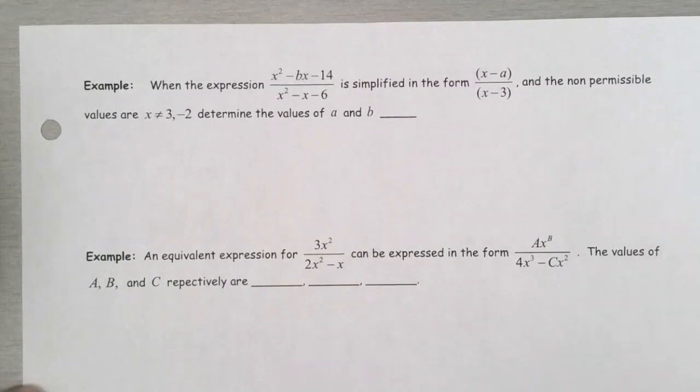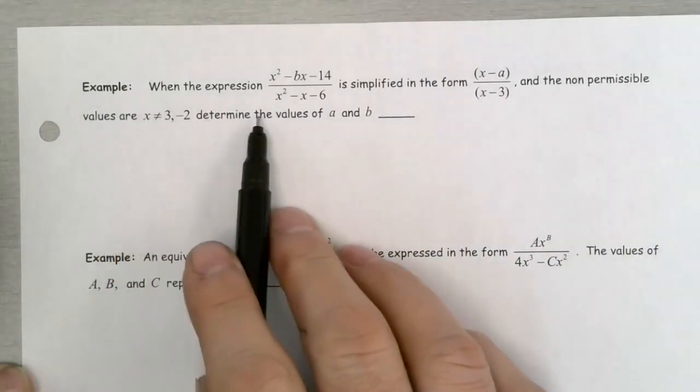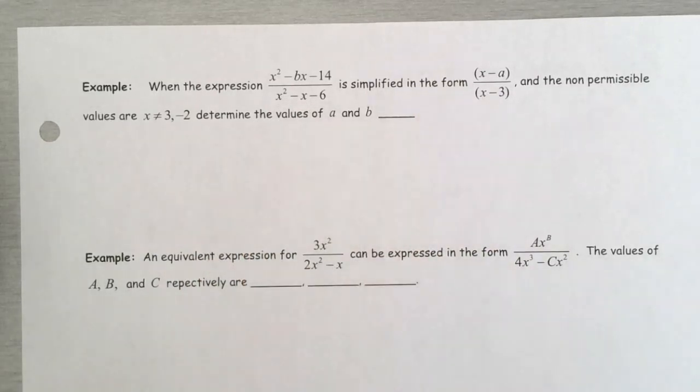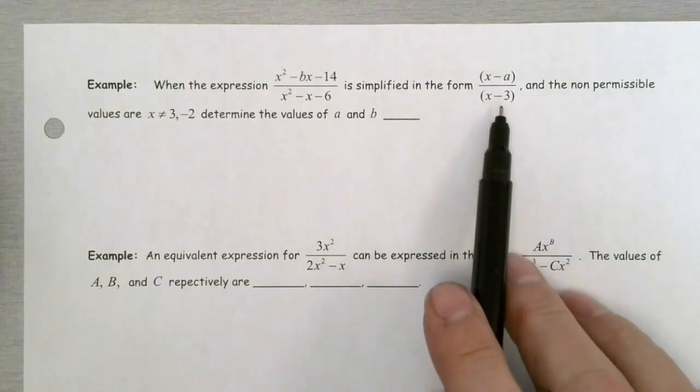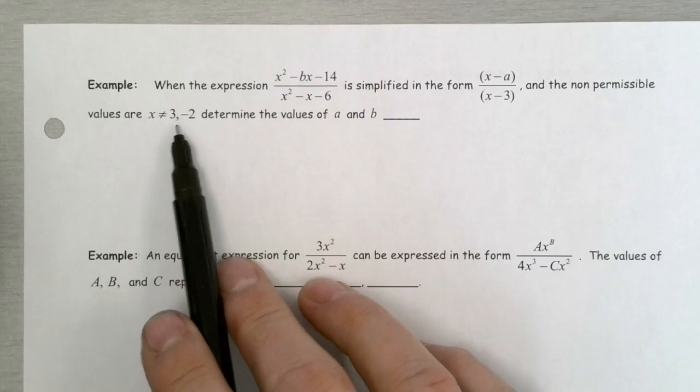Okay, this next question is actually a really good question. It's going to require you to think a fair bit about what's going on here. It says when the expression, and we got x squared minus bx minus 14 divided by x squared minus x minus 6 is simplified, we get it to this form right here. Okay? And the non-permissibles are going to be 3 and negative 2.